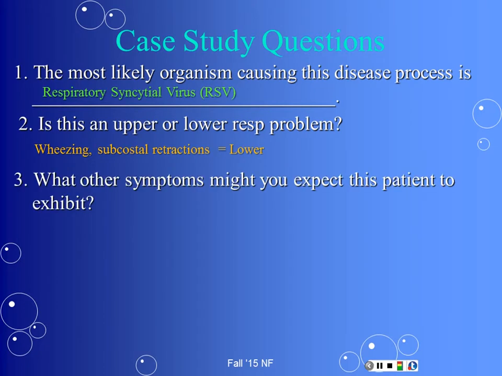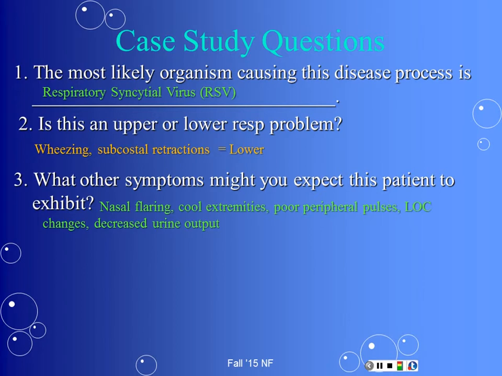Other signs you might expect this patient to exhibit. So you may see some nasal flaring, especially with those copious nasal secretions. You may start to see cool extremities, because when we're worried about dehydration, we start to worry about hypovolemia and hypovolemic shock. So you're going to see cool extremities, you're going to see poor peripheral pulses.